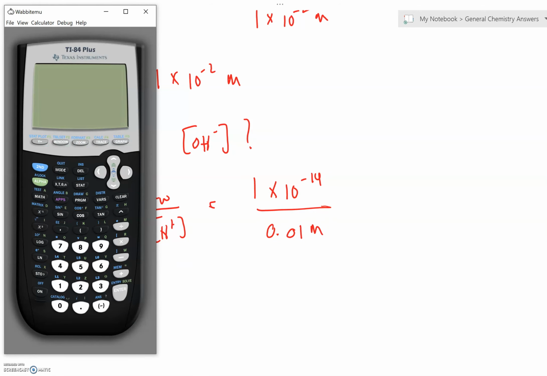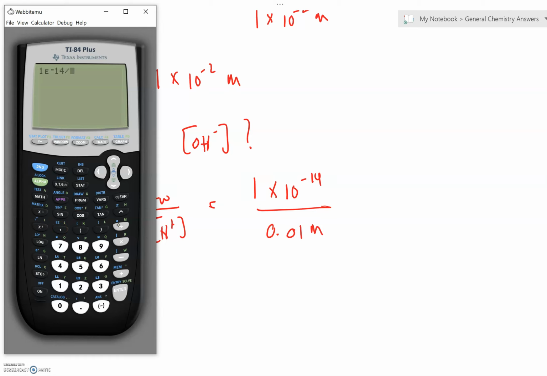Okay, bust out your calculator. Bang! Okay, you all remember how this works? We're going to say 1 times 10 to the negative 14. You all saw how I did that. We're using the second button, Shift EE. You saw me do it. It's right here. Here's our second button. Here's our EE button. Okay, we're going to divide this.